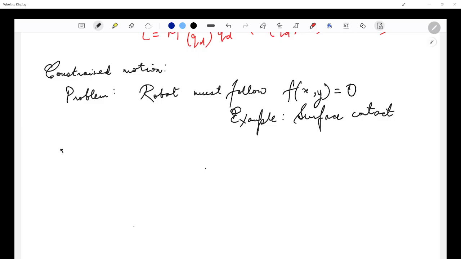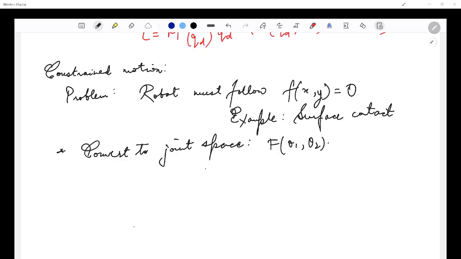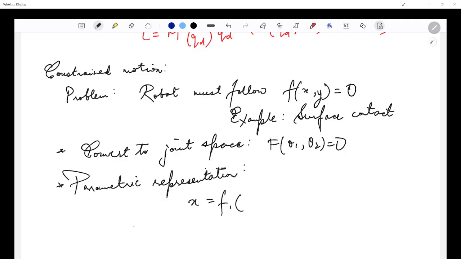So let's convert it to joint space. What do we get? F of theta 1 and theta 2 is equal to 0. Okay, let's do parametric representation. Here you'll have x is equal to f1 of phi and y is equal to f2 of phi.